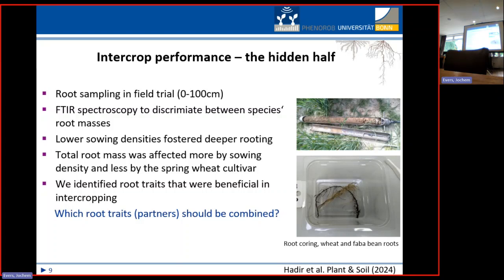So the question that is still open for us is which root trait partners should be combined. How do we have to combine them to get a good, beneficial intercropping system overall?